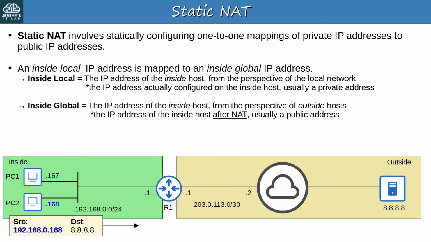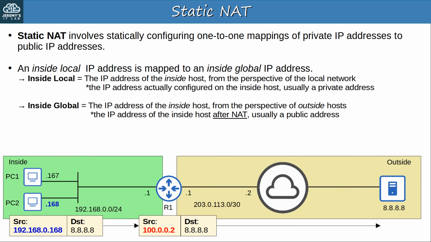Now, what if PC2 also wants to communicate over the internet with 8.8.8.8? Notice that I defined static NAT as being one-to-one. On R1, I mapped PC1's private IP address, 192.168.0.167, to the public IP address 100.0.0.1. That's a one-to-one mapping. But if PC2 also wants to reach 8.8.8.8, it will need its own IP address. The router would not allow me to map both PC1 and PC2's IP addresses to 100.0.0.1 using static NAT.